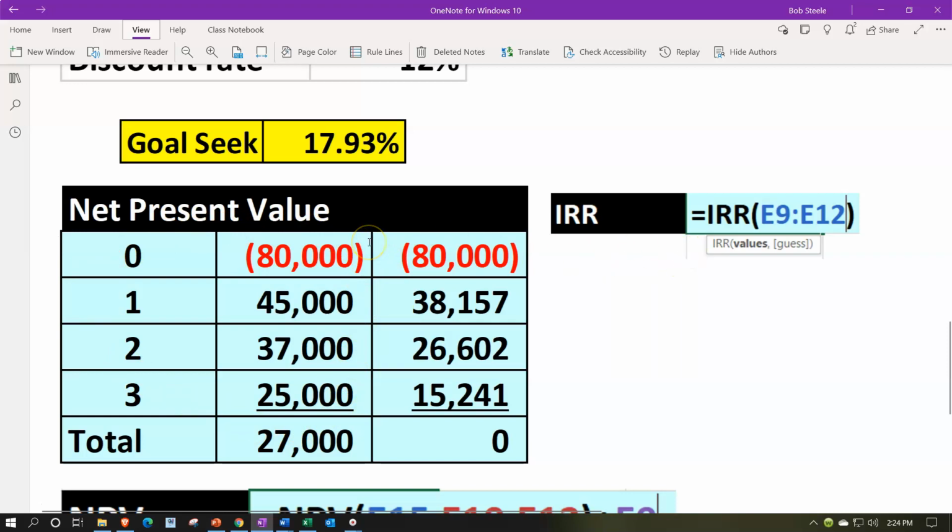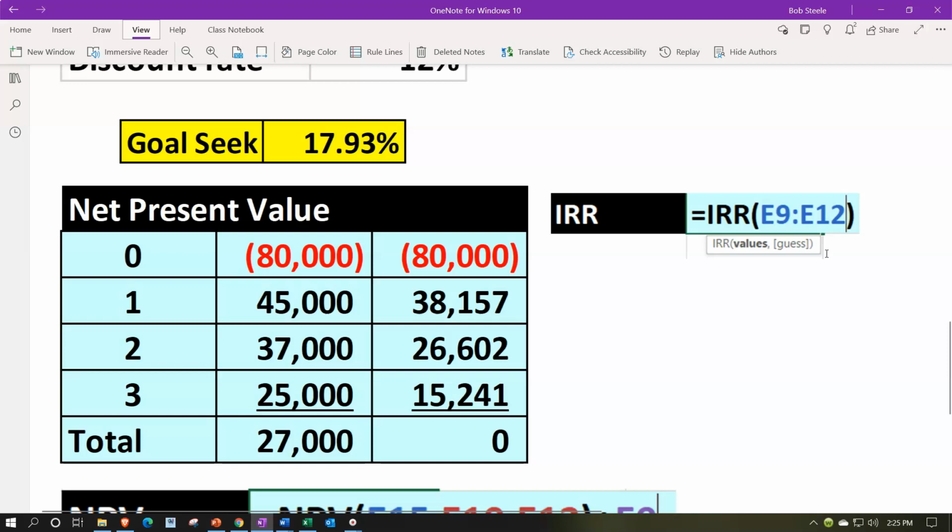Your negatives for the outflows, positive for the inflows. Then you just say equals IRR, and then it's like the sum function. You pick up the range of data, which would be the 80,000 through the 25,000, not including the total. And that would also give you then the 17.93. Note that if you did it this way, just with a formula, many people don't really understand what that number means. And I would still want to double check it myself.